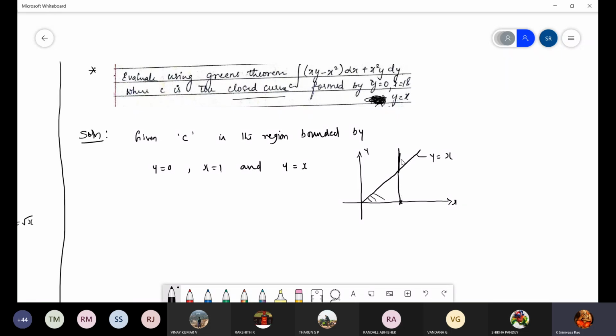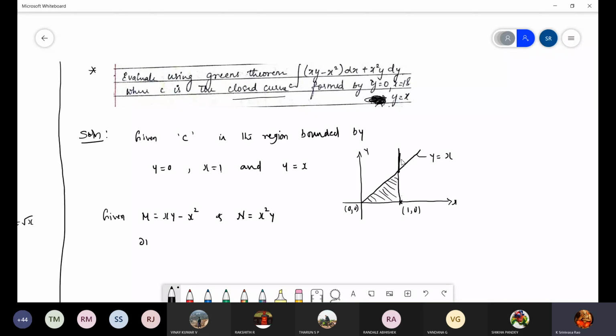So we will get it like this. This is the common region, so you have to work out the limits. This is 0, 0, and this is the point 1, 0. If you solve, you'll get 1, 1, but it is not necessary. Again, given M and N. First we will calculate what we have to substitute, and then we will work out the limits. M equals xy minus x square, and N equals x square y.